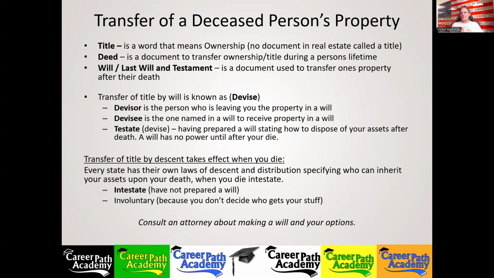It's very important everybody has a will, especially if you have children or family members still alive. It's very important that you have a will. It could lessen the complications, and it could ensure that your assets will go to who you want them to go to.